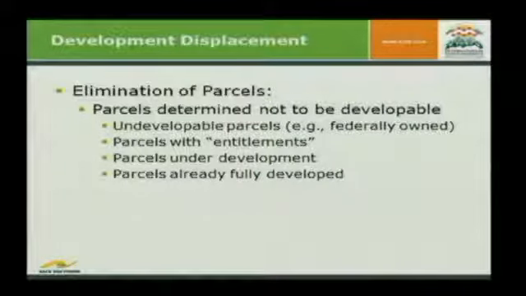So the elimination of parcels determined not to be developable. Developable happens so many times in the slide, it gets a little tongue twisting. Undevelopable parcels, which are federally owned parcels. Parcels with entitlements, so if an owner had a building permit issued, then we eliminated those ones as well. Parcels under development and parcels already fully developed.